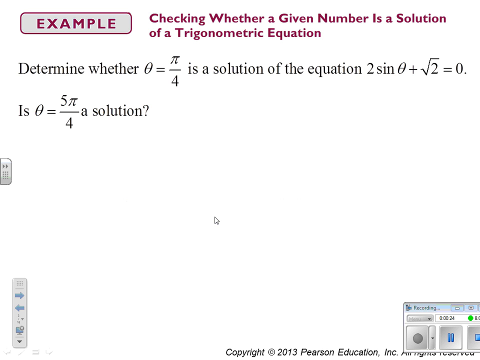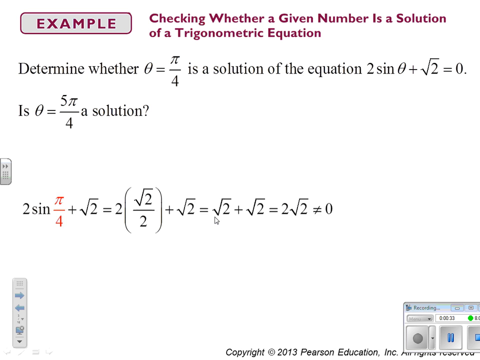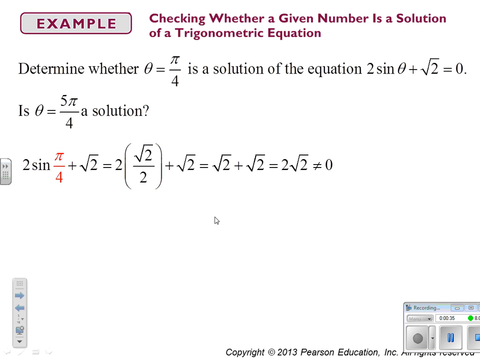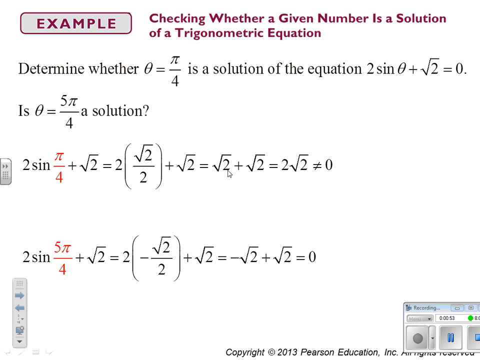So we want to know whether theta equals pi over 4 is a solution of 2 sine theta plus root 2. So what we do is we plug in pi over 4 for theta, and we know that the sine of pi over 4 is root 2 over 2. Multiply that by the 2, and we get root 2 plus root 2. That's equal to 2 root 2 and not 0, so it is not a solution.